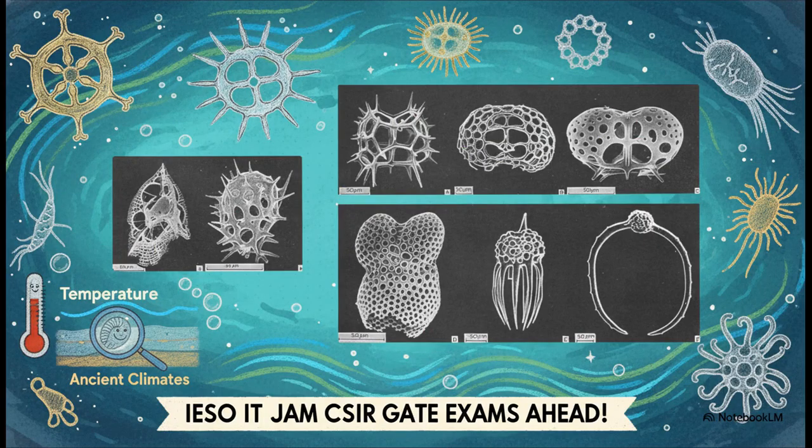Just look at these. I mean, seriously, they look like something out of a science fiction movie, don't they? But these are the fossilized skeletons of ancient plankton. And they're more than just beautiful. They're tiny, perfect time capsules that tell us exactly what Earth's climate was like millions of years ago.